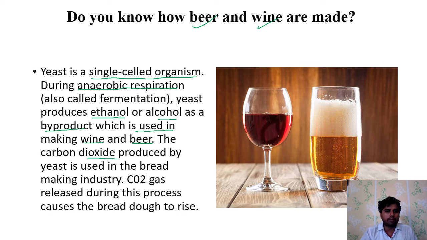The carbon dioxide produced by yeast is used in the bread making industry. The carbon dioxide gas released during the process causes the bread dough to rise. So in the same process, students, we are getting alcohol and we are also getting carbon dioxide. We can make alcohol, and we can use the carbon dioxide that is released to make the bread, so there could be formation of puff in the bread. So these are the two basic uses in our day-to-day life of anaerobic respiration.